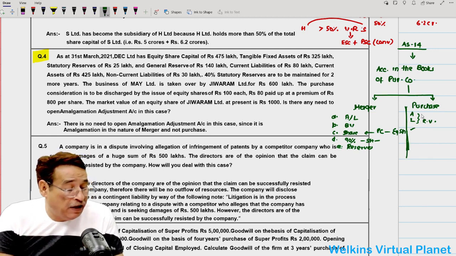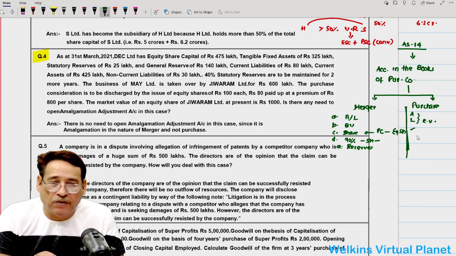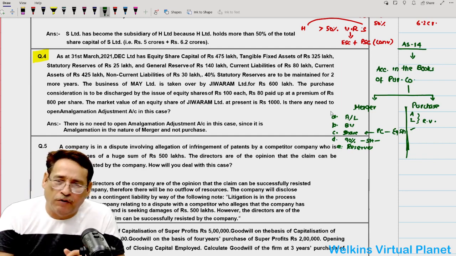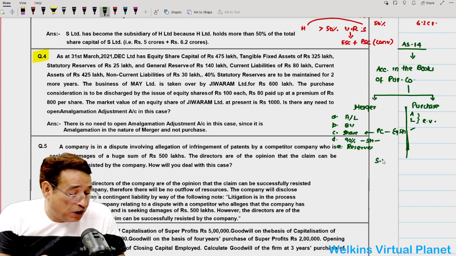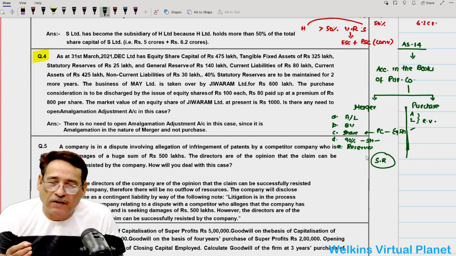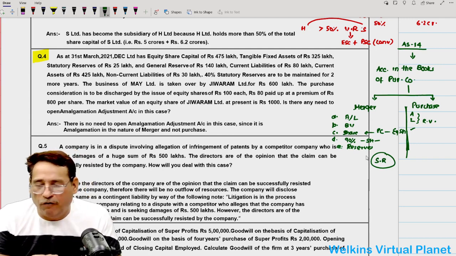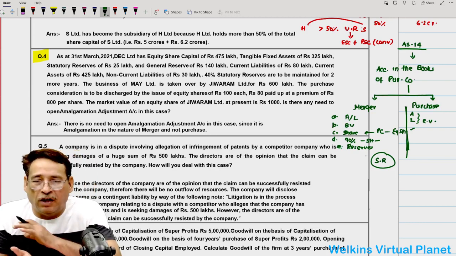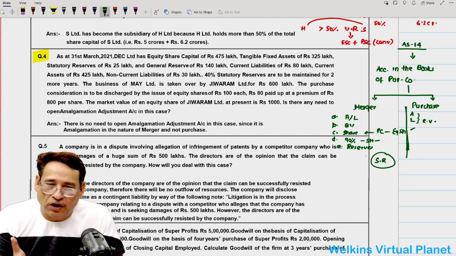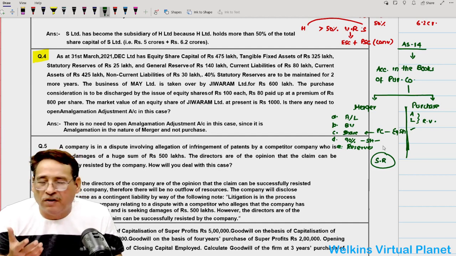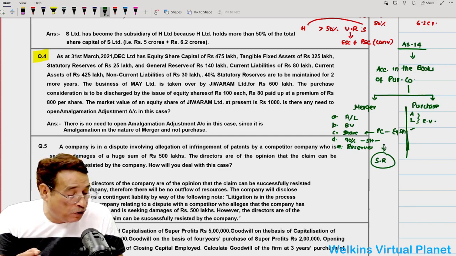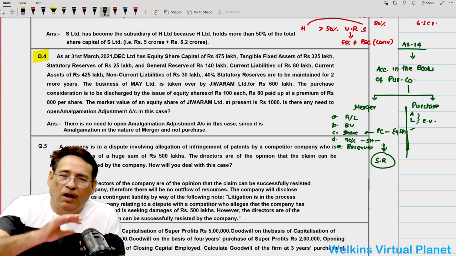Next important point is that in case of amalgamation in the nature of purchase, generally the purchasing company will not take over the reserves appearing in the books of the vendor company. However, sometimes there are statutory reserves, like export profit surplus. As I recently took a class on the books of the acquiree where I talked at length about different types of reserves: free reserves, statutory reserves, specific reserves. Statutory reserves like export profit surplus, development reserve, investment allowance reserve are generally maintained by a company due to pressure by the government or by the law.